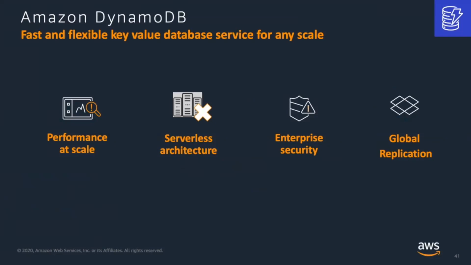Aside from that, it also continuously backs up your data. It also has encryption enabled on all your data by default, and it fully integrates with AWS IAM for robust security. Another cool feature of DynamoDB is the global replication, or what we call global tables. This replicates your DynamoDB tables automatically across your choice of AWS regions, and this gives your application data high availability and additional durability and multi-region fault tolerance.